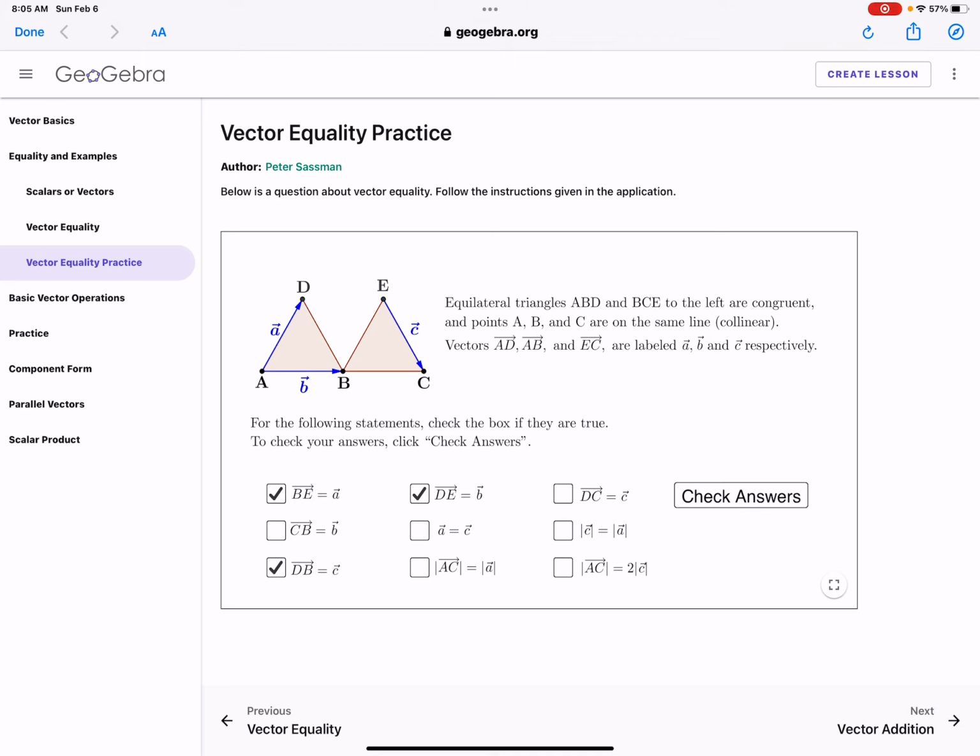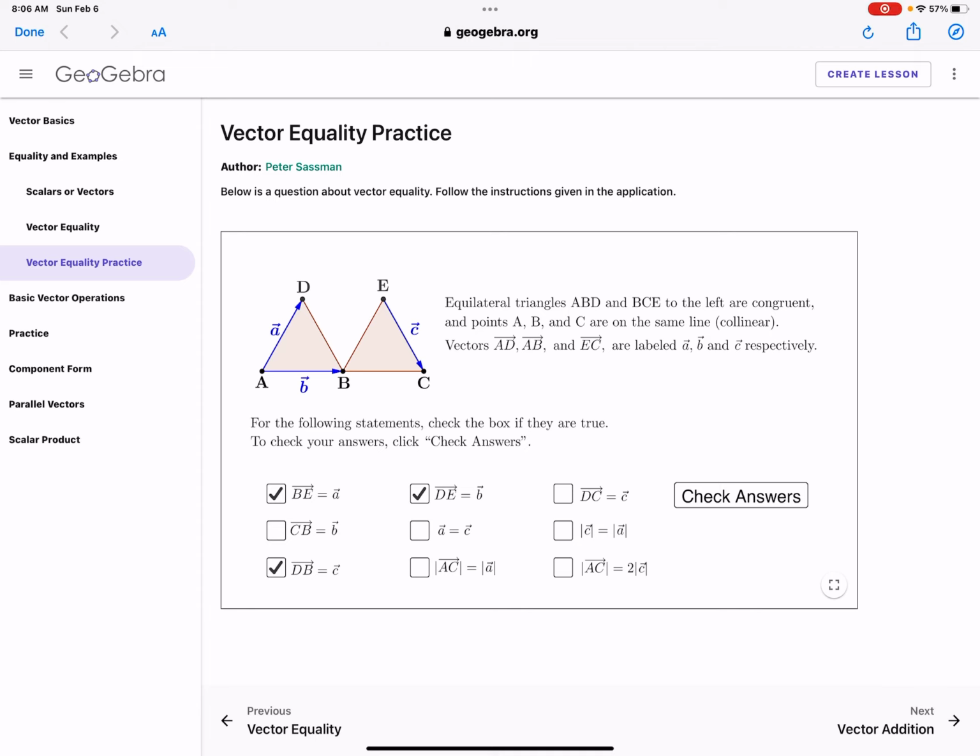Vectors A and C, they have the same magnitude, but they're not equal. Magnitude of AC equals A? Well, AC is both bases of the triangle, so that's twice vector A, so we won't put a check mark there. DC, so vector DC, imagine connecting point D with C. Is that equal to C? I'm going to say no.